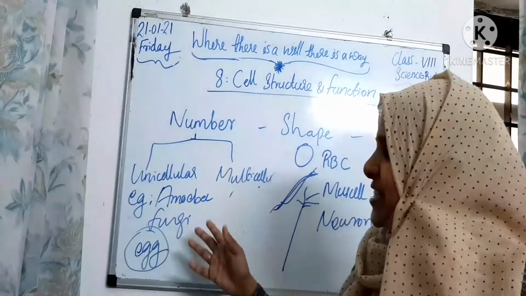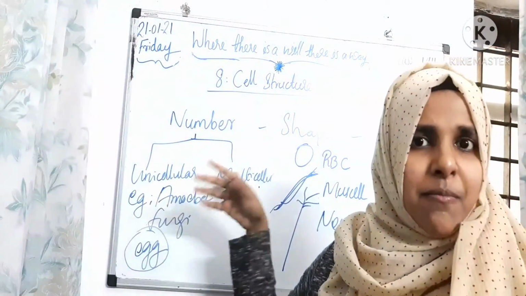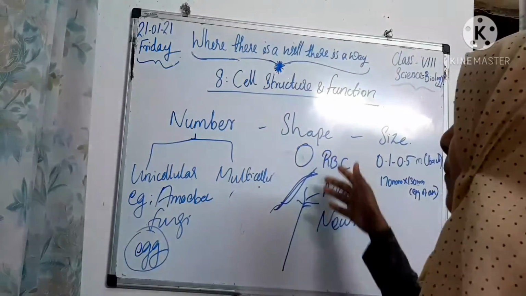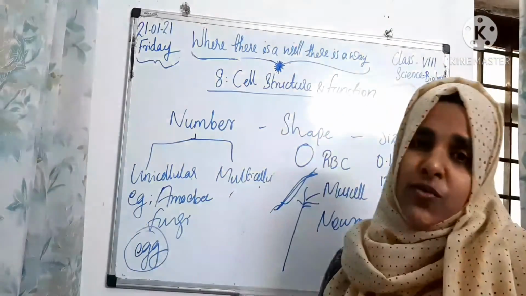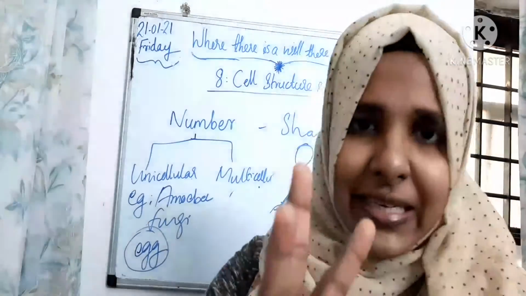Okay. So in this section we discussed unicellular and multicellular organisms, the shapes of cells, and then the size of cells. So all of you should read the chapter at least 3 times.